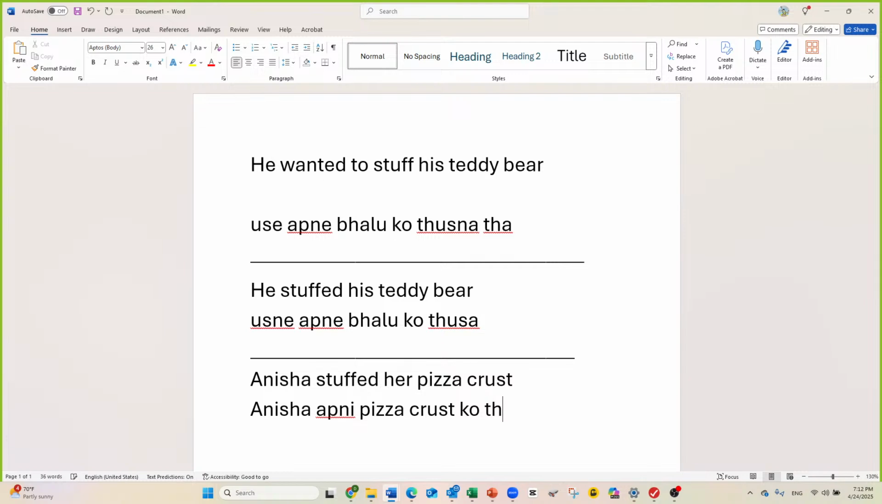Okay, very good. Everything is right. Remember, now what happened in this sentence? Is the action of stuffing completed? No. Anisha stuffed her pizza crust. Has she completed stuffing it? Yeah. So whenever the action has been completed, what you have to do? You have to add ne after the person's name.